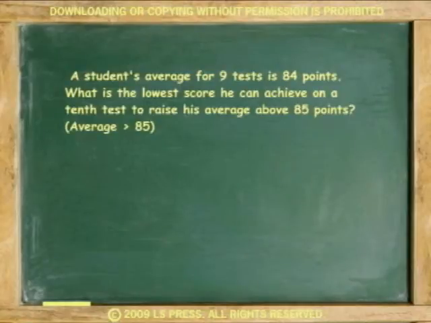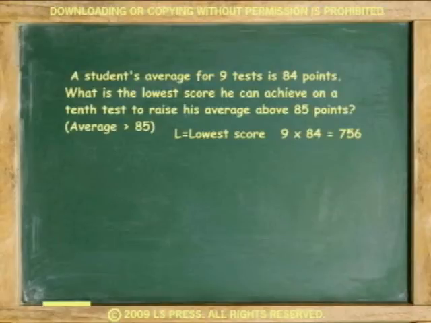One more example. A student's average for 9 tests is 84 points. What is the lowest score he can achieve on a 10th test to raise his average above 85 points? In other words, his average is greater than 85. Make L the lowest score he could get.